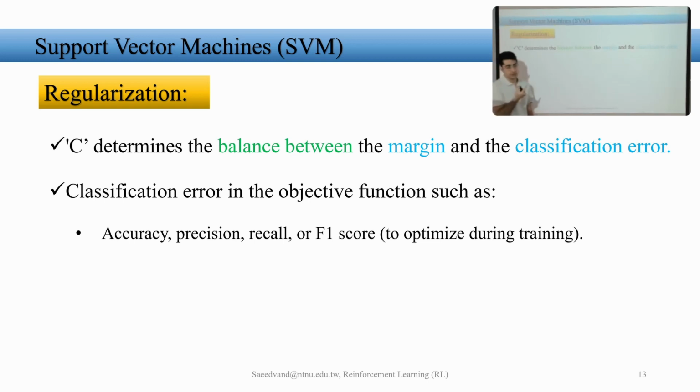So when you are increasing the margin, you are increasing the error of the model, right? Because the error is increasing over there too. But that's on purpose, because we want to achieve regularization. Classification error in the objective function can be defined by what we already studied, for example, accuracy, precision, recall, F1 score, to optimize the algorithm during training, which we will discuss.